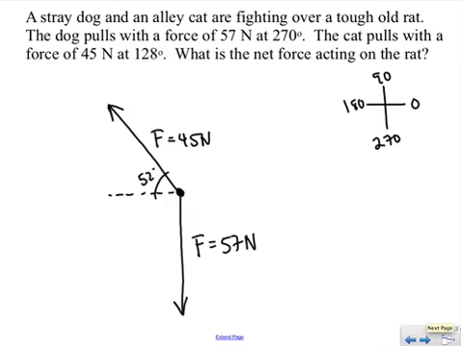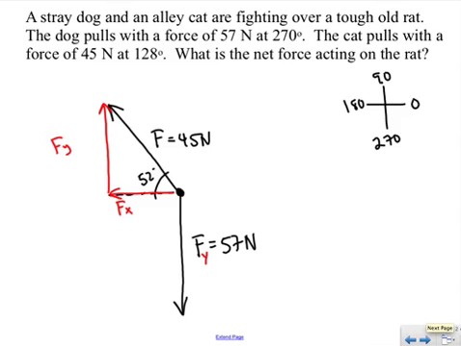My next step will be to resolve all of my vectors into their x and y components. I notice my first vector is already just in the y direction, so I'm just going to label that Fy. I don't have to resolve that one. But my second vector goes off at an angle. So what I want to do is create a right triangle, and I want to figure out how much of that force vector is going in an x direction, how much of that force vector is going in a y direction. I'm resolving it into its 2 components.